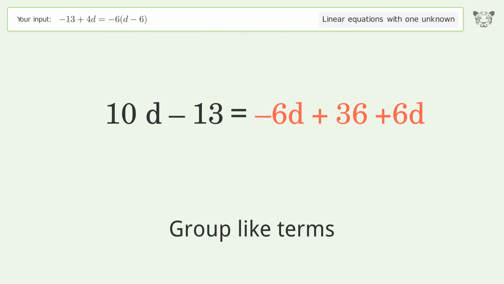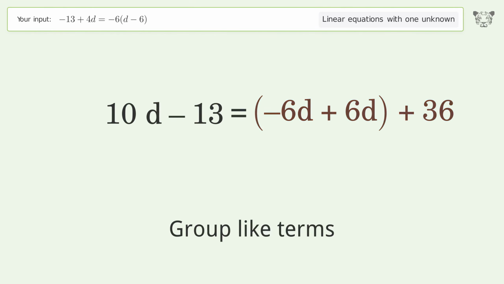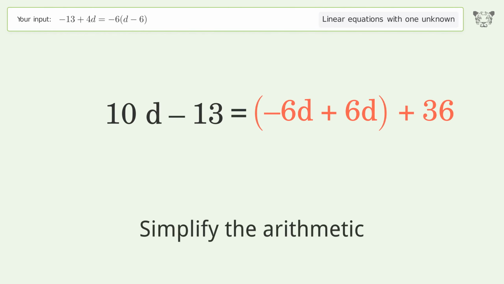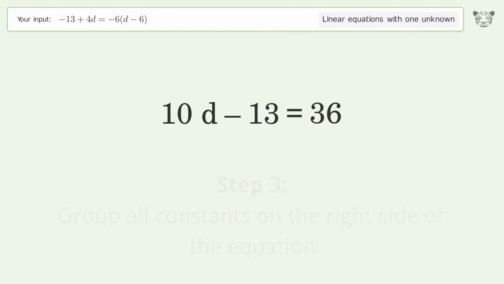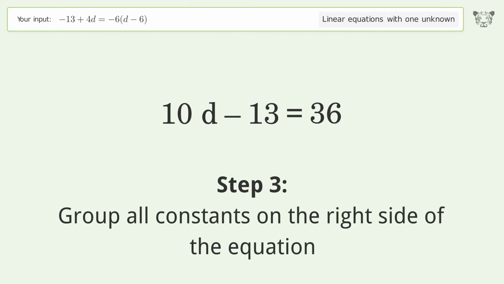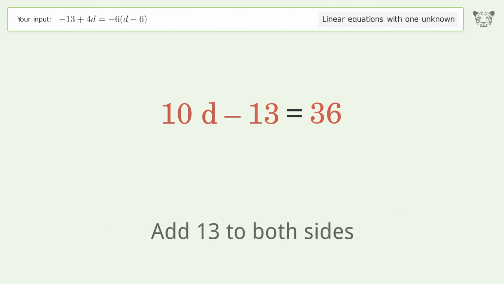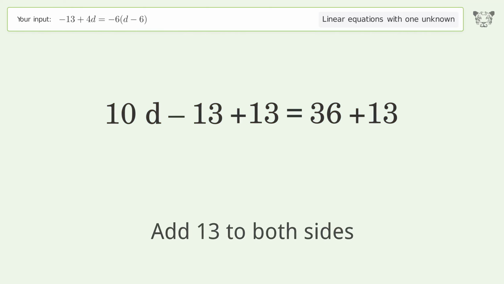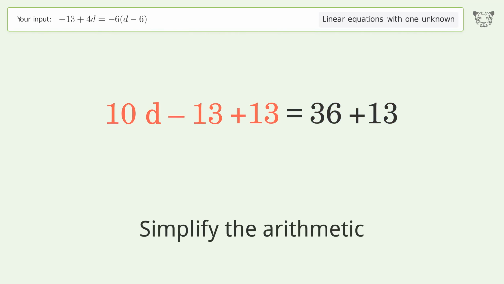Group like terms. Simplify the arithmetic. Group all constants on the right side of the equation. Add 13 to both sides. Simplify the arithmetic.